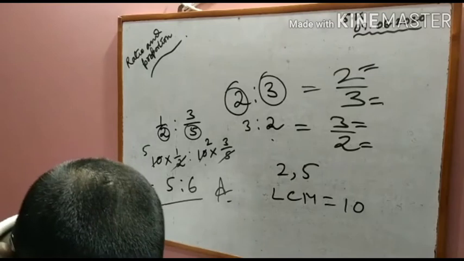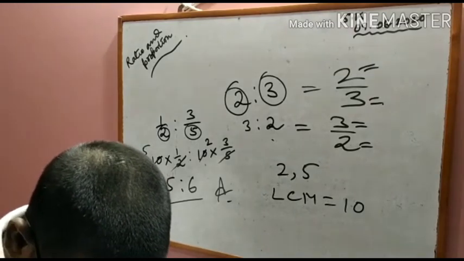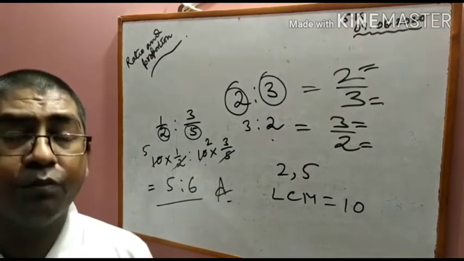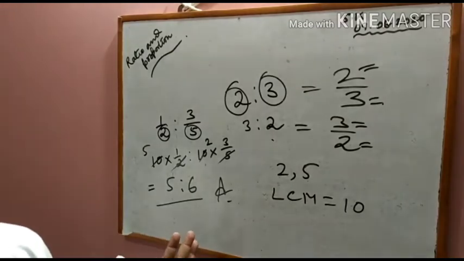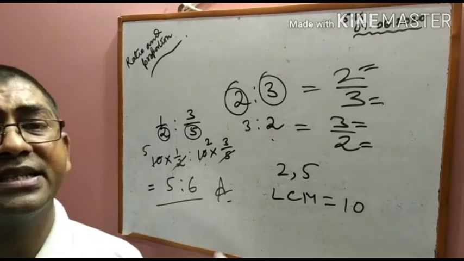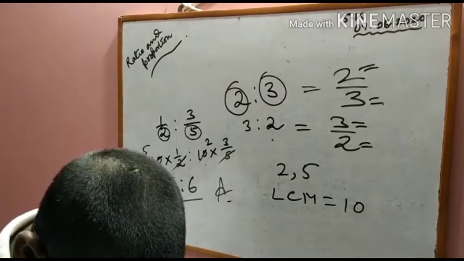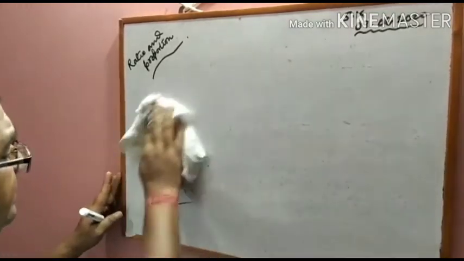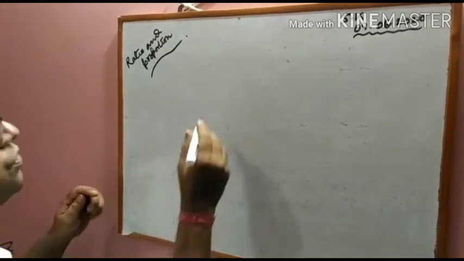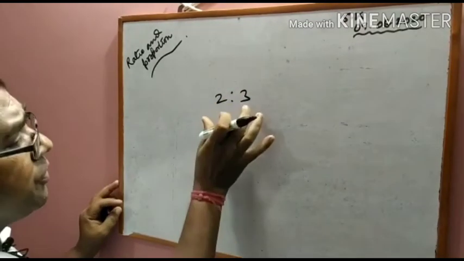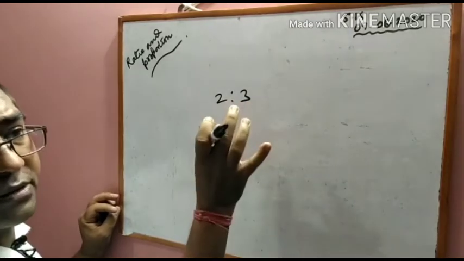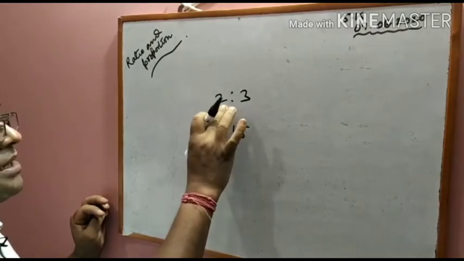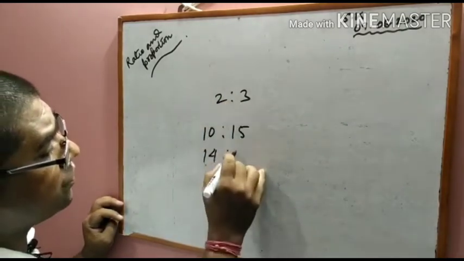Easily we can convert ratios given in fractional form into natural numbers. Now we are going to discuss equivalent ratios. Equivalent ratios are those which indicate the same value after simplification. For example, we have 2:3. If we multiply both terms by 5, then we get 10:15. Or if we multiply by 7, then 14:21.